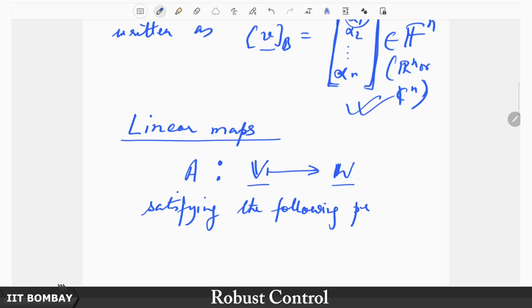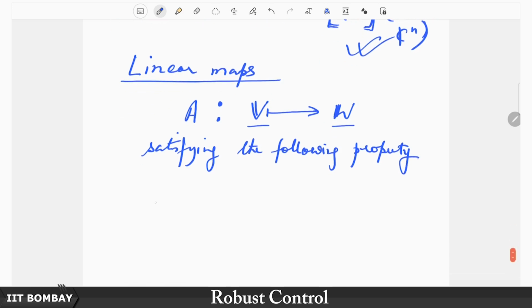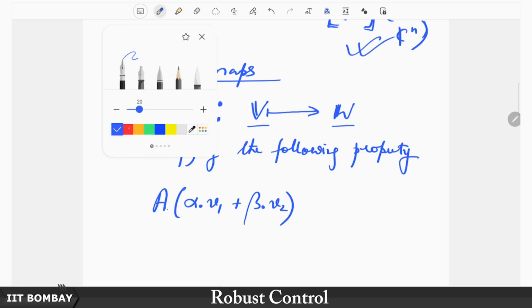The following property. And what is that property? That is, suppose you take a vector alpha times V1 plus beta times V2, and operate using this map on this vector. So, remember, let me just mark it out for you.